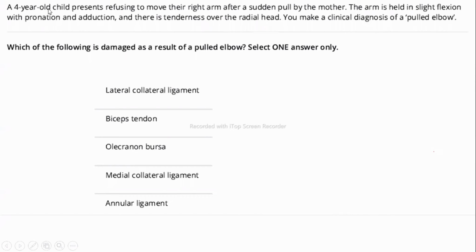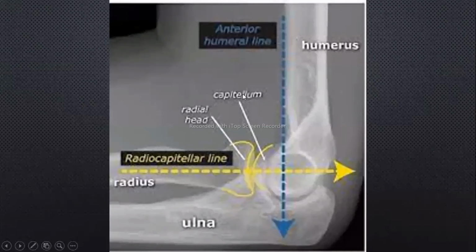A 4-year-old refusing to move their right arm after a sudden pull by the mother. Arm is held in slight flexion, pronation, abduction. Tenderness over the radial head, clinical diagnosis of pulled elbow. Which of the following is damaged as a result of pulled elbow? Annular ligament. Annular ligament, yes.